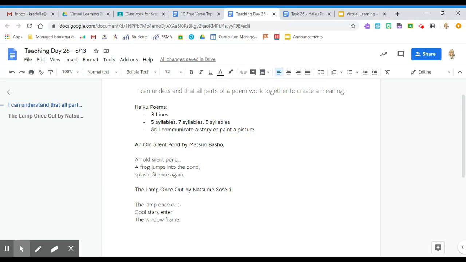Really quickly before we end here, let's go back to syllables. So 5, 7, 5. That means you would tap this out, right? An old silent pond. So there's 5. Ready? A frog jumps into the pond. 7. Splash. Silence again. Right, so that's what a syllable is. It's when you're counting how many beats it takes. Okay, so 5, 7, and then 5.